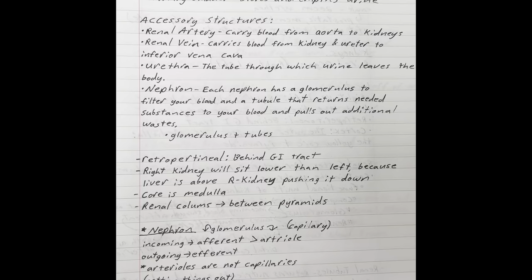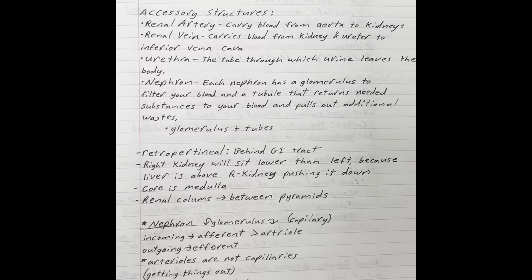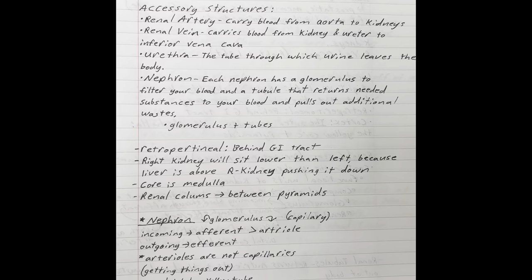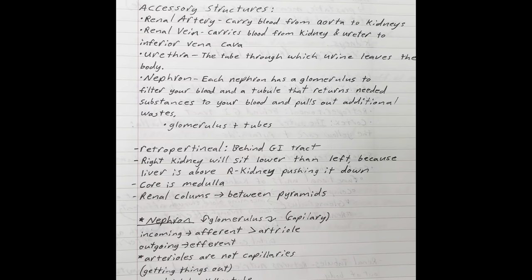Retroperitoneal, behind the GI tract. The right kidney sits lower than the left because the liver is above the right kidney, pushing it down. The core is the medulla, with renal columns between the pyramids.